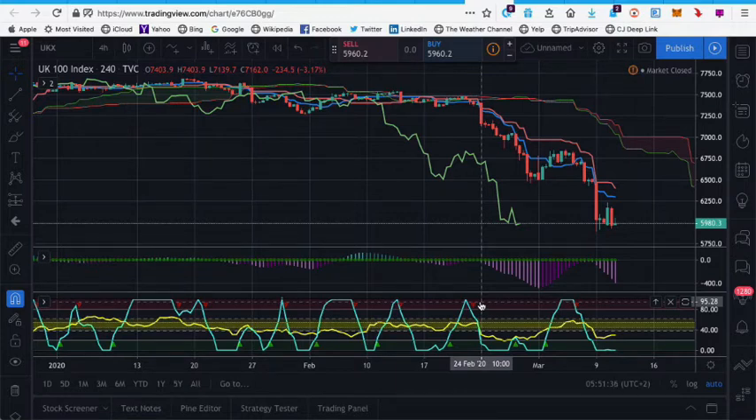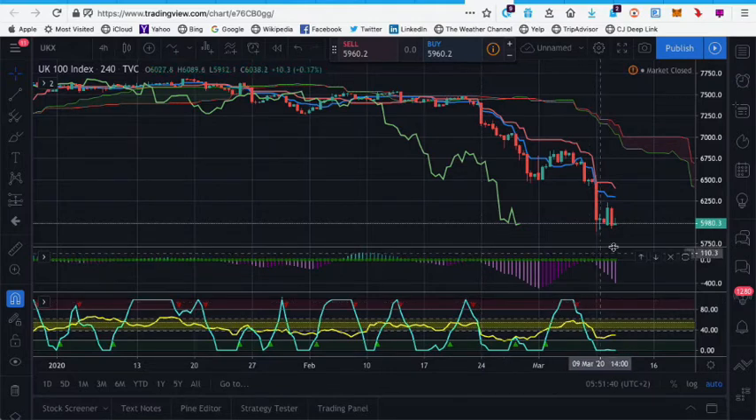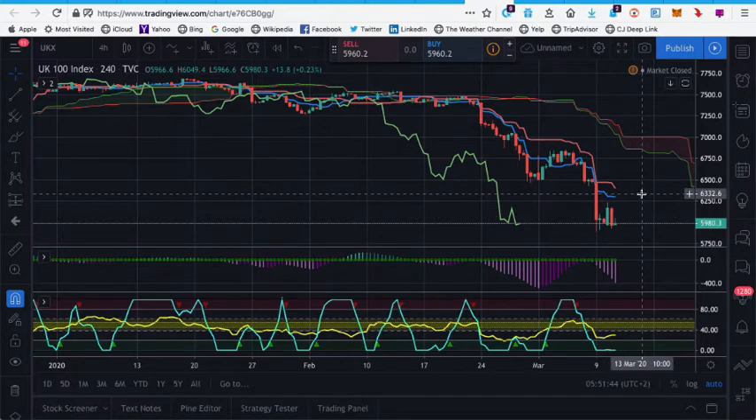But in today's case, we're in a bearish mode. I think we could get a further fall, but we shall see. We just have to wait and see what will happen.